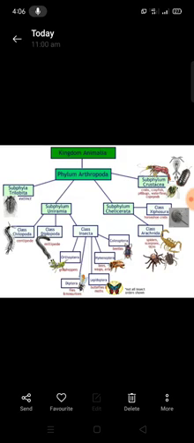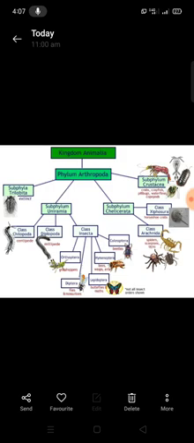The cephalic appendages are 5 pairs. So here what are the 5 pairs?